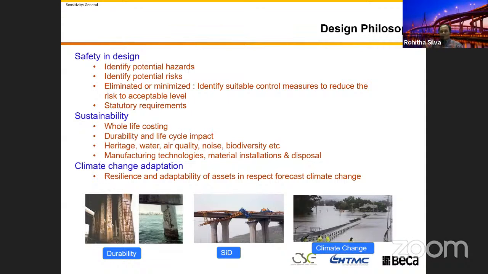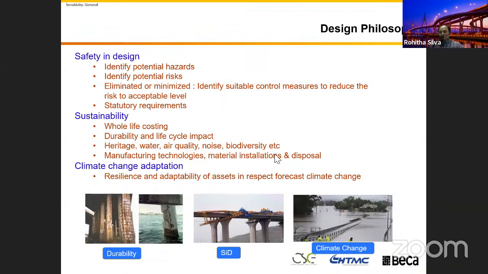You can't destroy the water, which is a precious thing around the world now. You can't destroy the air quality. Time to time, everyone experiences the air quality issue. You can't build something that is noisy, because when you are building a bridge you are increasing the traffic there, but you need to understand that there are people living nearby. You can't disturb their livelihood. You need to make sure you look after that.